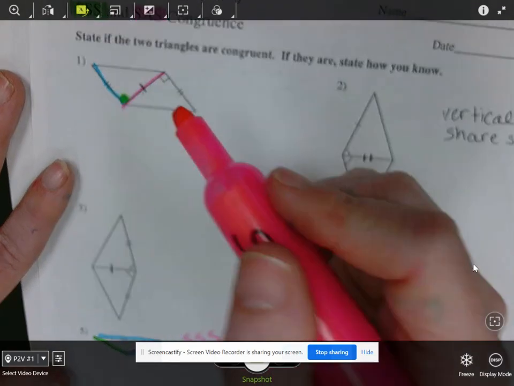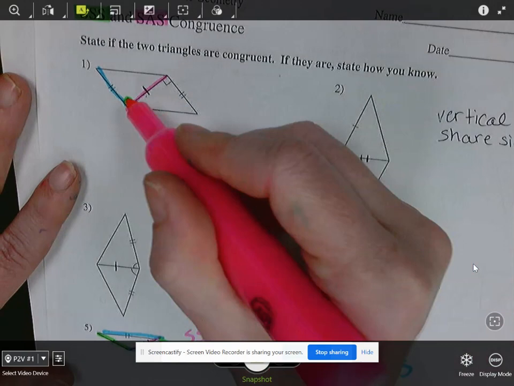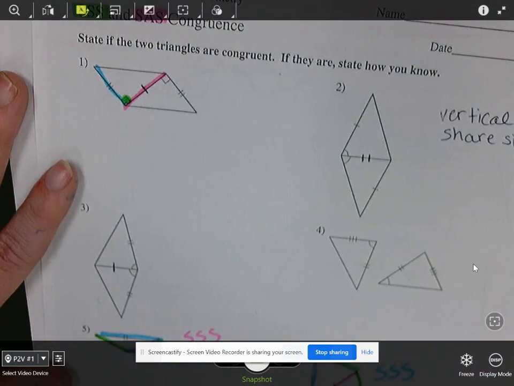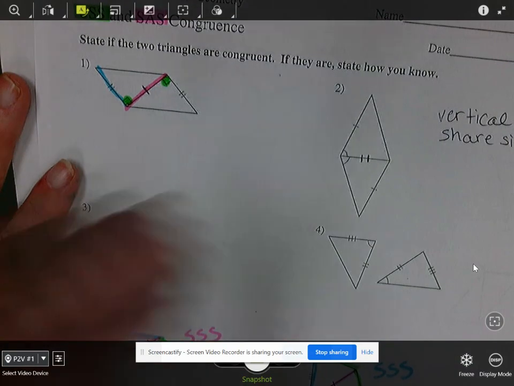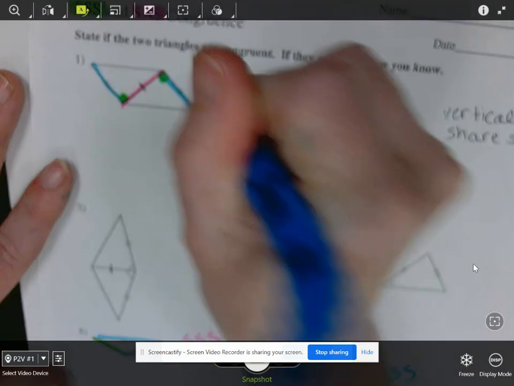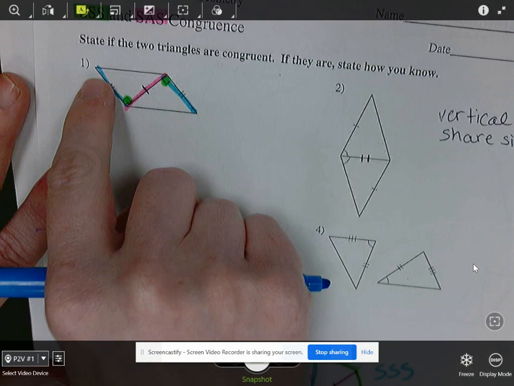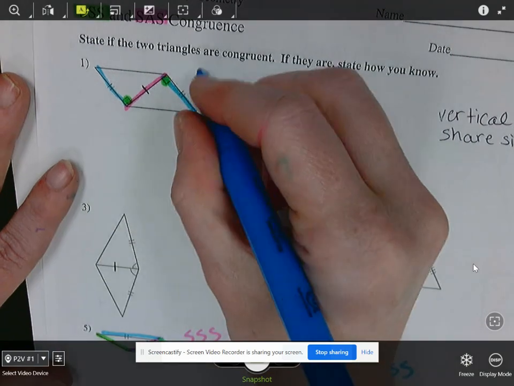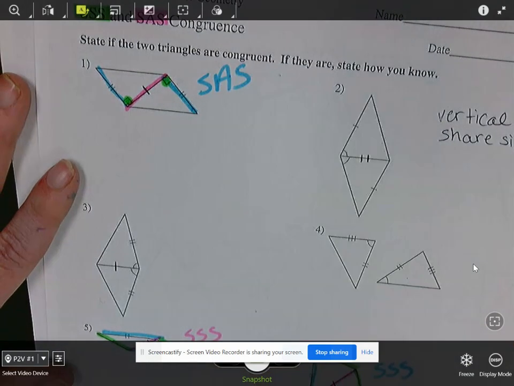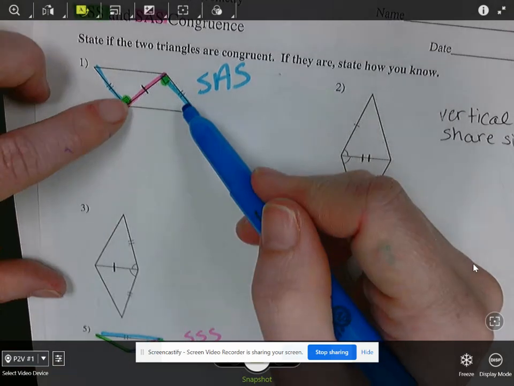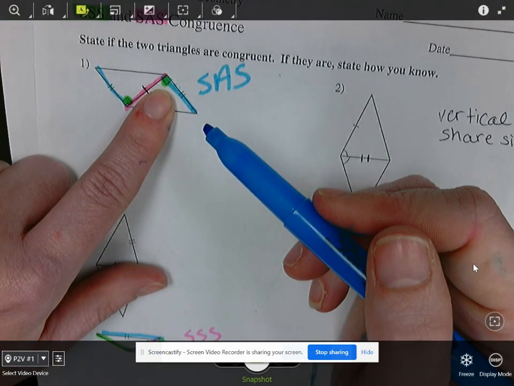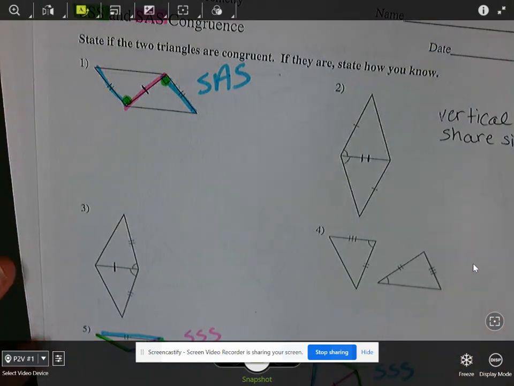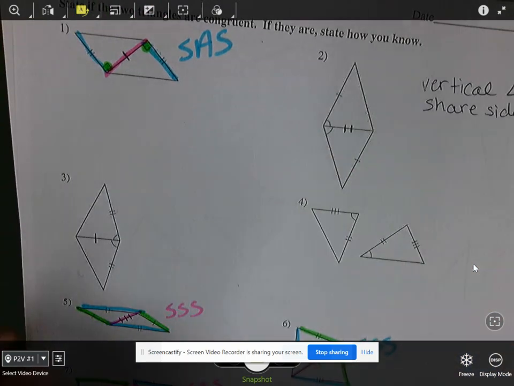I started with 1 first here, so I'm going to start with 1 first on this triangle. Here's a side. Here's an angle. Here's a side. So since both of them were side, angle, side, I can use side, angle, side. Notice the angle is where the blue and pink come together. It's right between where the blue and pink meet. That's where that angle has to be. Okay, so number 2.